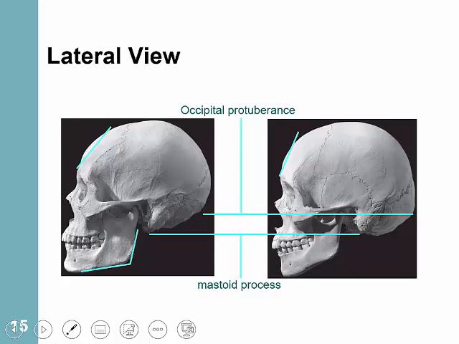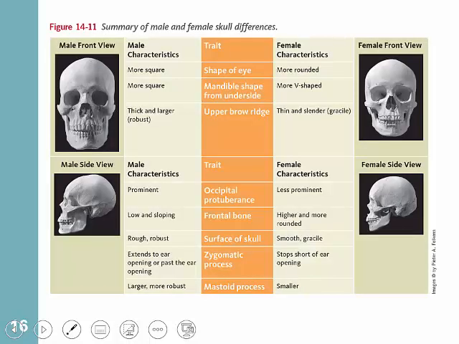Also, the angle of the jaw, again, in males tends to be closer to 90 degrees, more square, and with females tends to be a larger angle, more gracile. This is, again, another good spot for you to pause the video and take a look at all of the overall characteristics that we just discussed. So now let's move on to age.